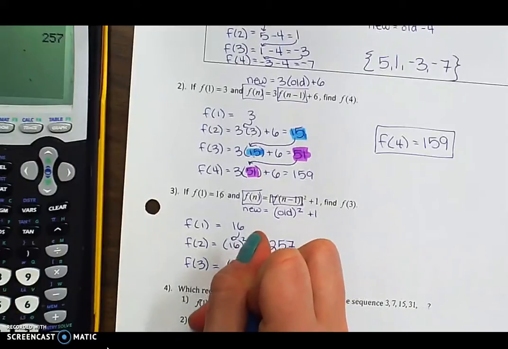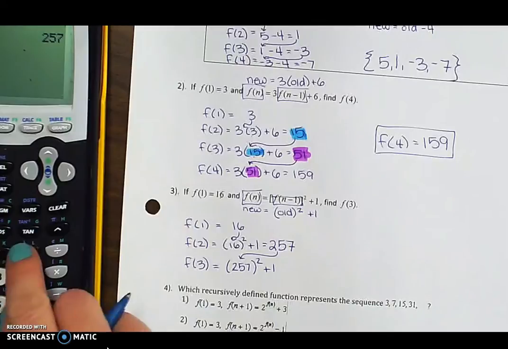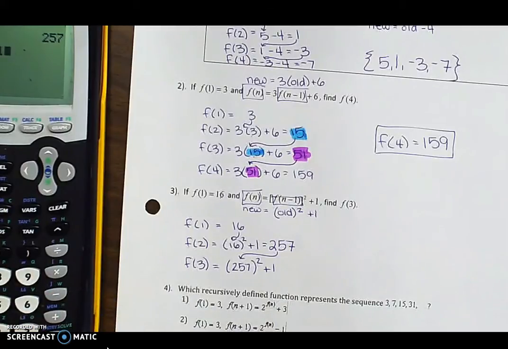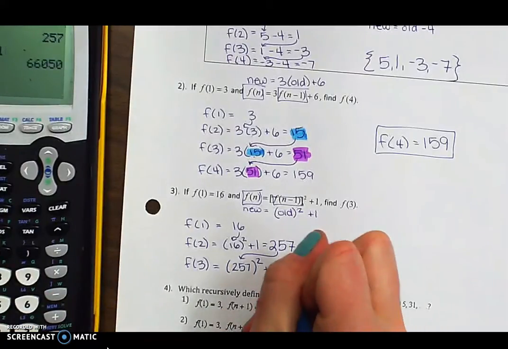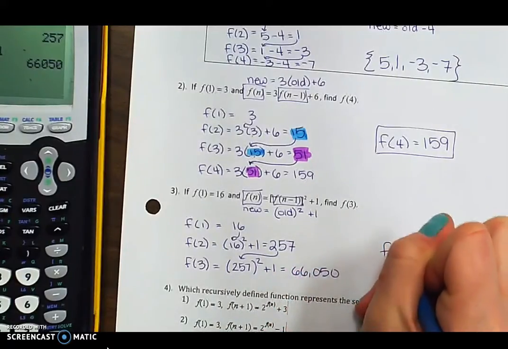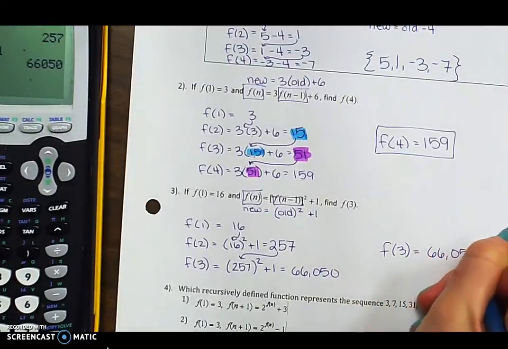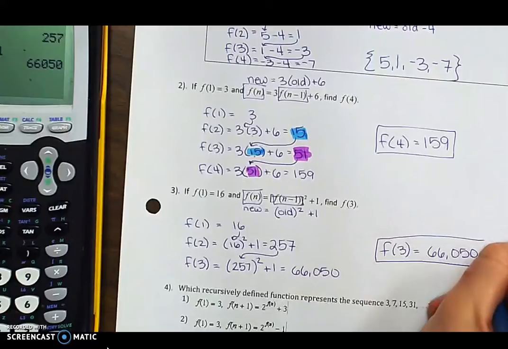So to find f of 3, I'm going to go ahead and bring my old function down, and add 1. So I'm going to go 257 squared plus 1, and we get 66,050. So f of 3 equals 66050. And we have our final answer.